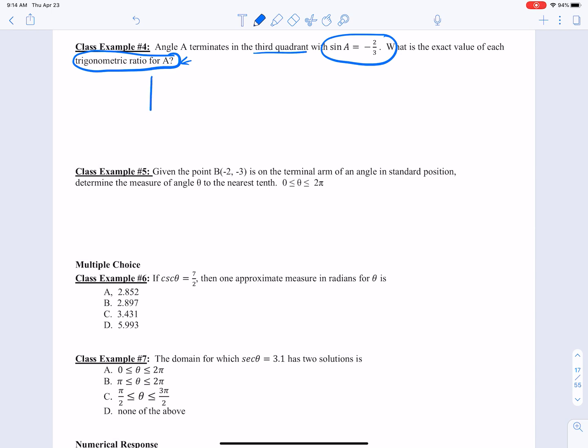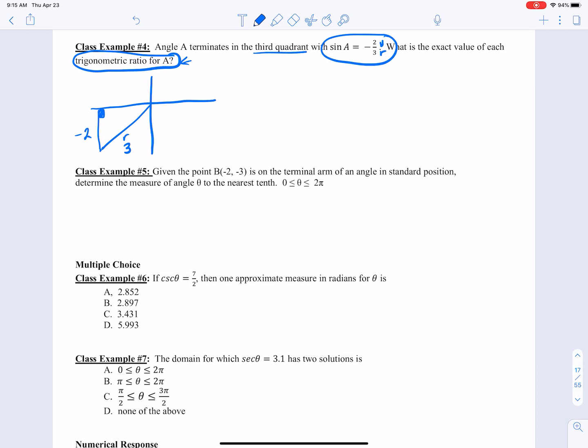So I'm going to go ahead and draw a triangle in the third quadrant. And I know that sine is equal to y over r. Now I know the negative has to go with y because r is always positive. So I'm going to put my r here and a 3. And the y is going to be -2.